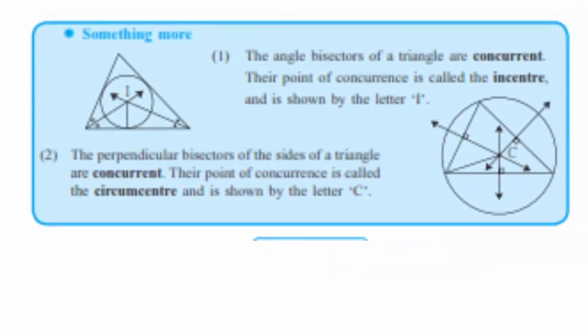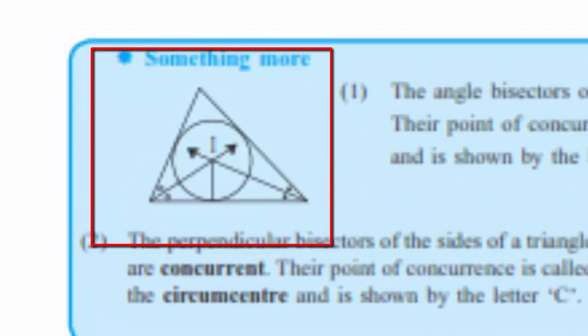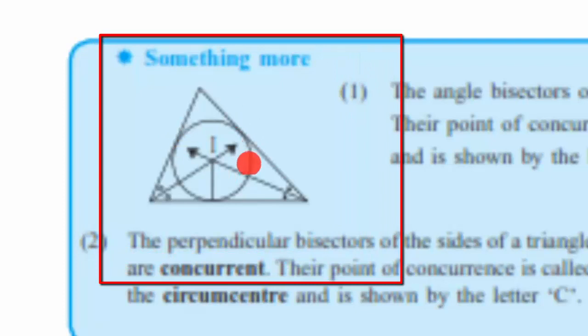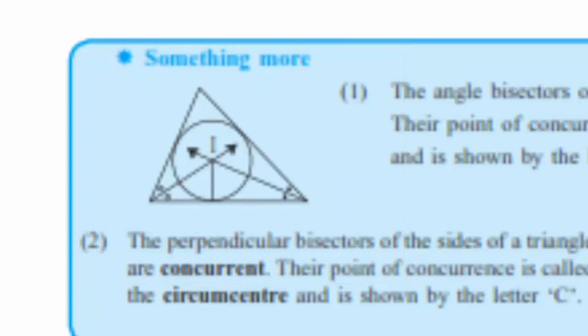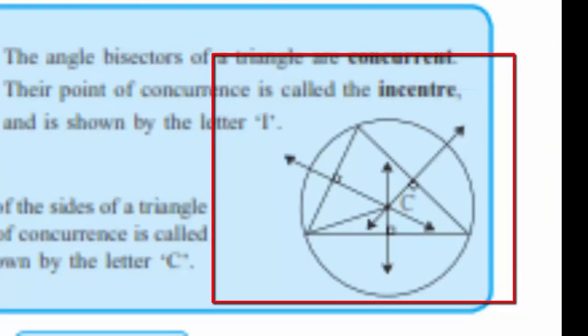Something more. The angle bisectors of a triangle are concurrent. We see as above, their point of concurrence is called the incenter. See here, the angle bisectors of the triangle intersect at point I. That point is called the incenter of a triangle. See the second figure. Here the side bisectors of a triangle are also concurrent, and their point of concurrence is called the circumcenter, as shown by the letter C.